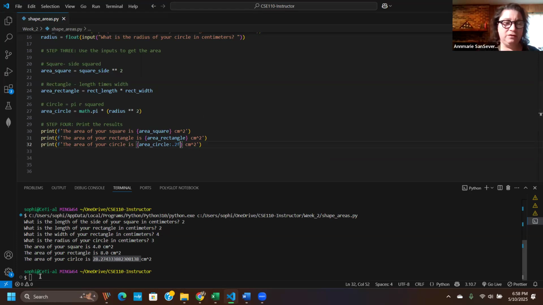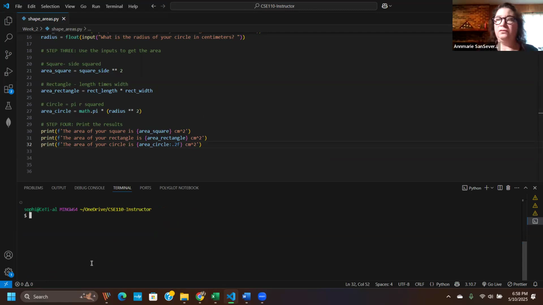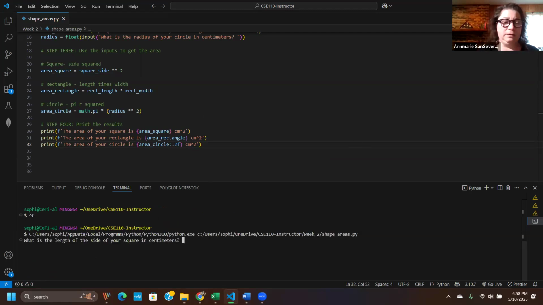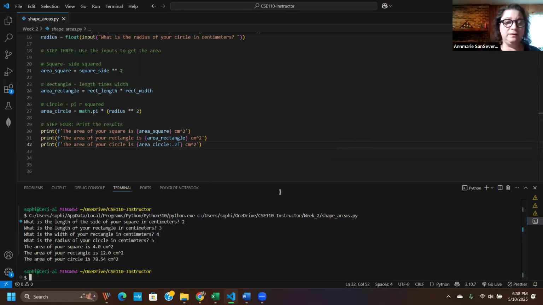And I'm going to clear my terminal down here just to give myself some nicer space there. Okay. What is the length of the side of your square? 2, 3, 4, 5. Really creative, right? Okay, so notice this time my circle is just in 2 decimal places.